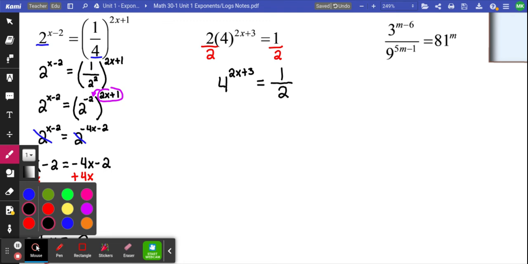Now, x is in the exponent, right? Like bases is my strategy. I want to go from big to small. That means I want 4 to become 2. And then I can deal with the whole fraction thing. To turn 4 into 2, I would make it 2 squared to the power of 2x plus 3 equals 1 over 2.